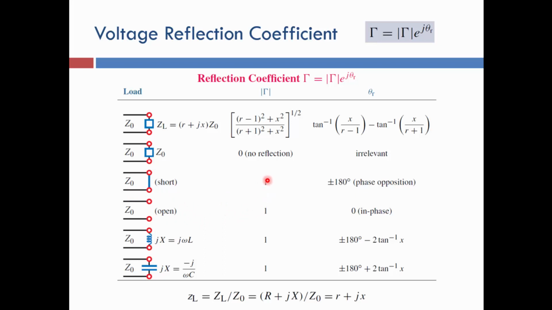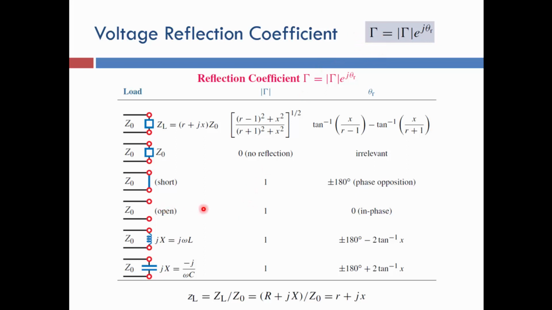So the maximum magnitude of the voltage reflection coefficient is 1, and the minimum is 0. The difference here between the short and open is the phase difference. So the voltage here will be reflected totally with a phase difference equal to 180 degrees. So we could say the value of the reflection coefficient here is -1.